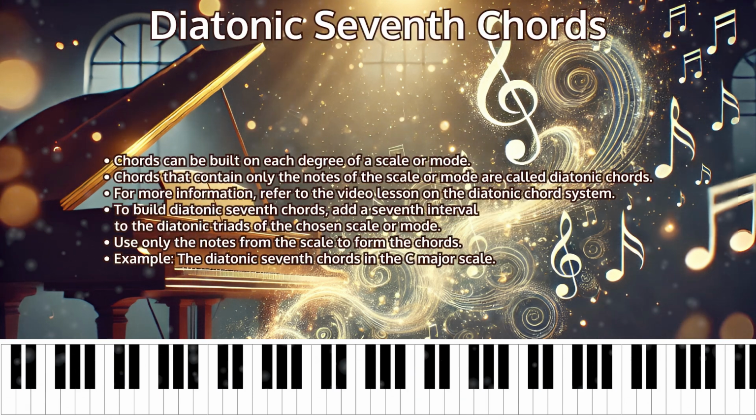You can build chords on each degree of a scale or mode. If these chords contain only the notes of the scale or mode, they are called diatonic chords. If you are unfamiliar with the diatonic chord system, check out my video lesson on it. To build diatonic seventh chords, add seventh intervals relative to the root note of the diatonic triads in the selected scale or mode. Remember, you should use only the scale's notes. Here are the diatonic sevenths in C major.